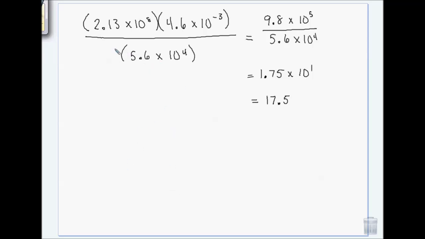Okay. So if you have a fraction with more than one operation happening, remember this is division, not a fraction. So you'll do any multiplication on either side and then do the division.